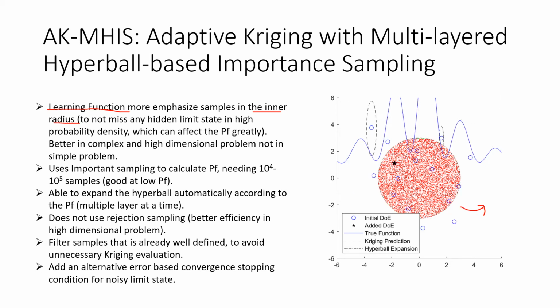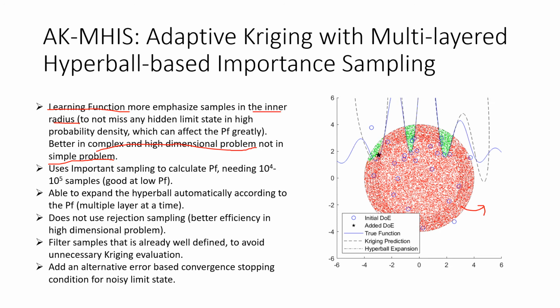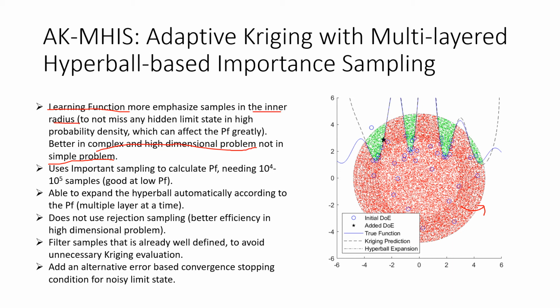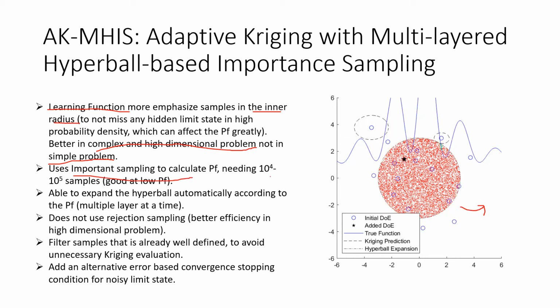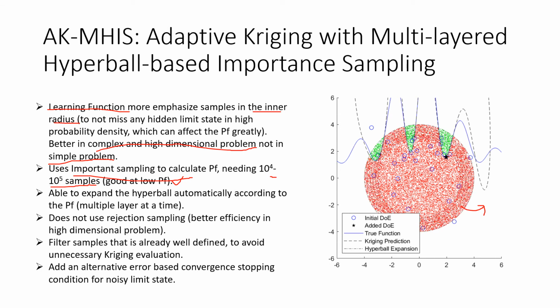and it is better in complex and high-dimension problems, but maybe not in simple problems, because in a simple problem, even if the learning function is not good, it still gets a decent result. So it may not be more efficient there. It uses importance sampling, which needs 10 to the power of 4 to 5 samples, which is good at low probability of failure. We have the hypersphere expansion, which I will explain later.